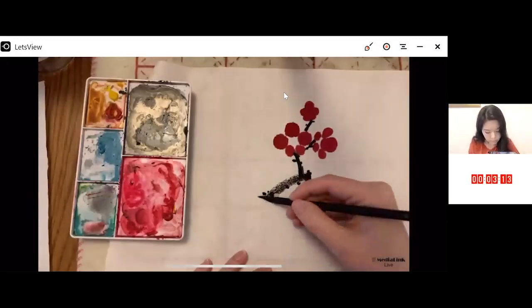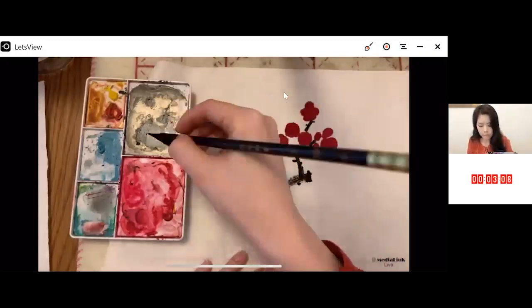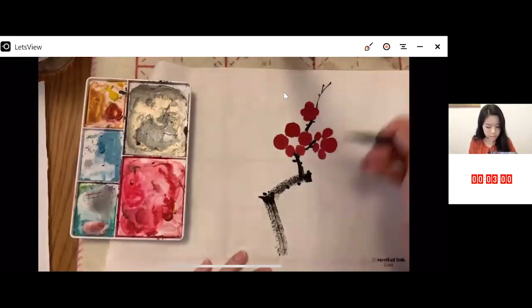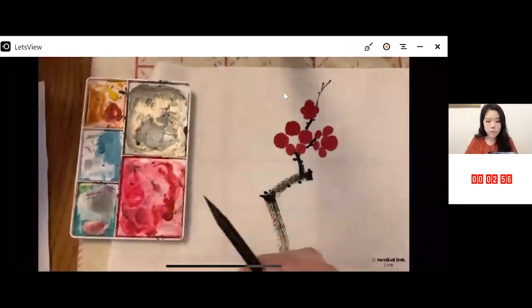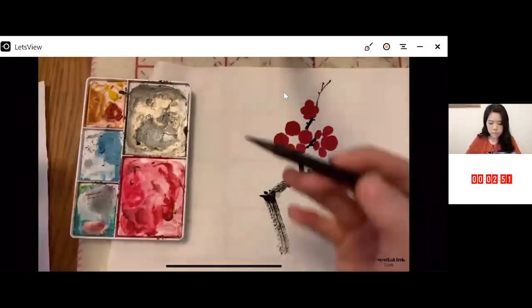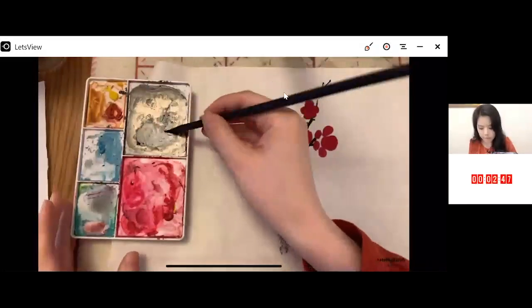Okay, maybe just one more. It's like here, and some more twigs go up like this. Okay, now let me see how you're doing. Please hold your paintings to the camera. Okay, very well. Well done, everyone.